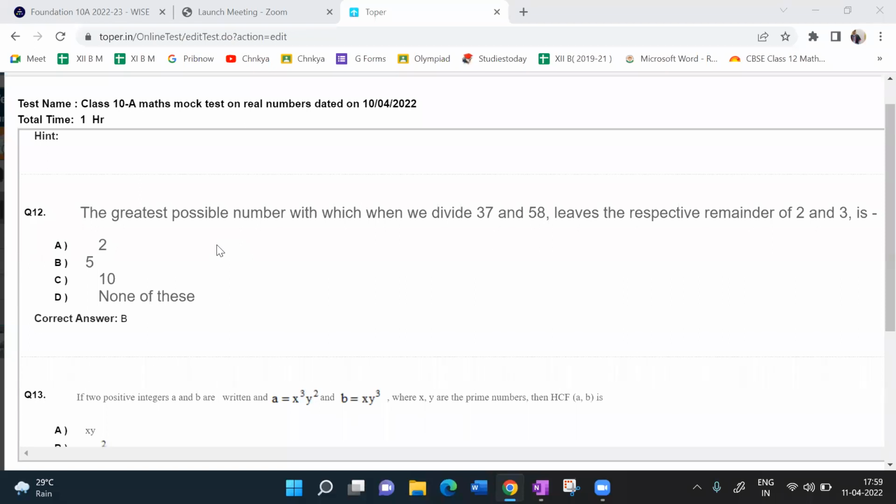Modita ji, Nitya, Nityasri. Any doubts? No doubt, sir. Udbhav, any doubt, Udbhav? No, sir.